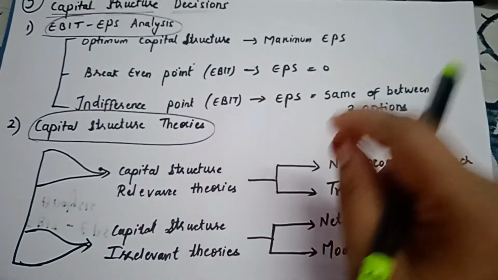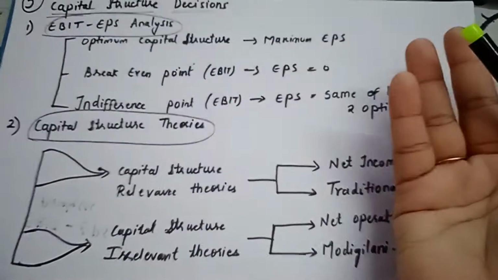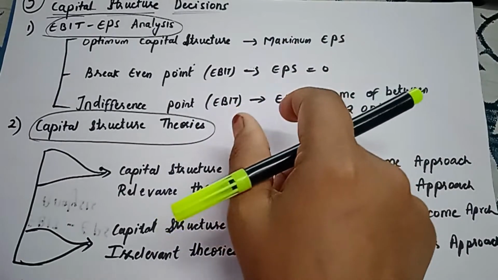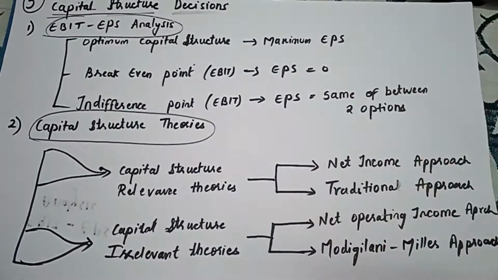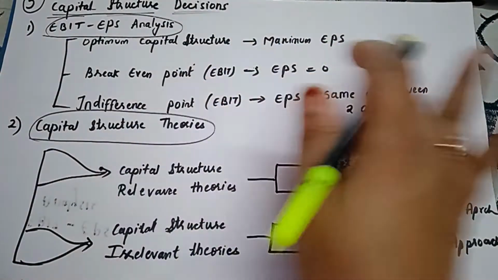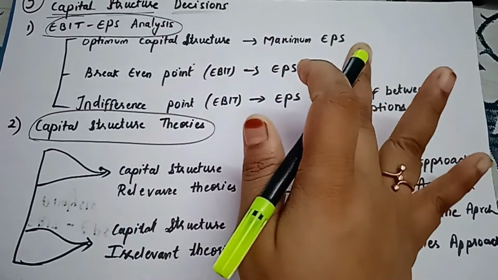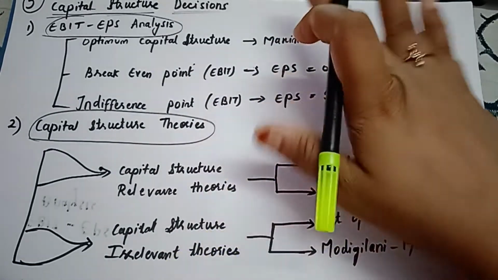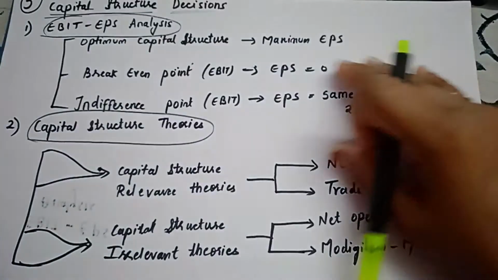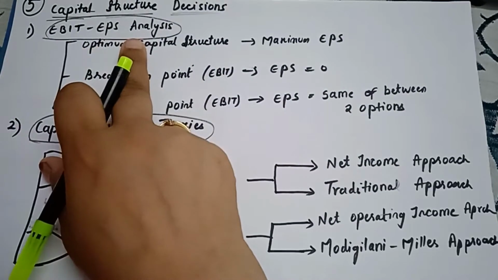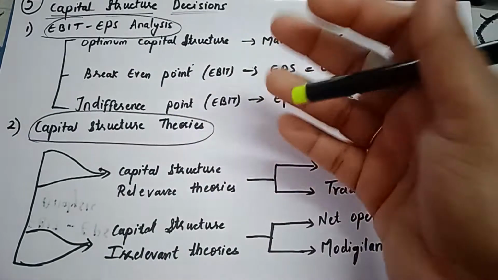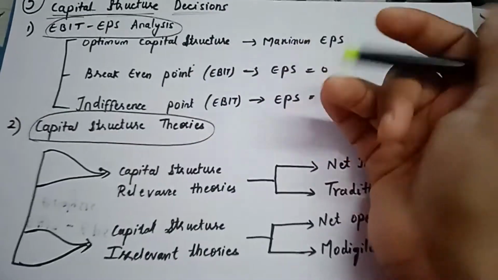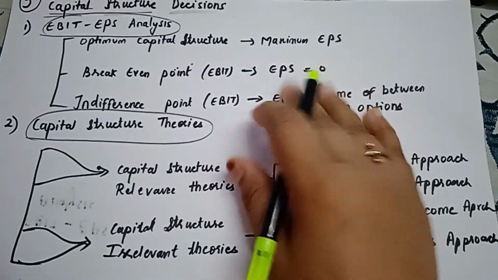Indifference means that whichever option we take, we get the same EPS, so we don't care which one you take. Once EPS is the same, we will consider any option, this or that, not one particular option. Okay, so these are the topics that I'll be covering in EBIT-EPS analysis. This is one of the tools wherein you see which capital structure is the best for the company.